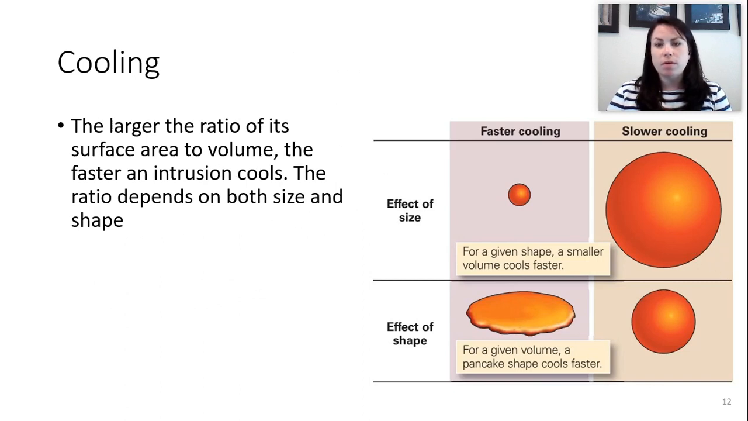So here's an example of surface area and cooling. The larger the ratio of the surface area to volume, the faster an intrusion cools. And the ratio depends on both size and shape. So of course, if you have a greater surface area, like a pancake, for example, there's going to be more contact with air or water. And of course, if it's smaller, that's going to cool a lot faster than a really large mass.